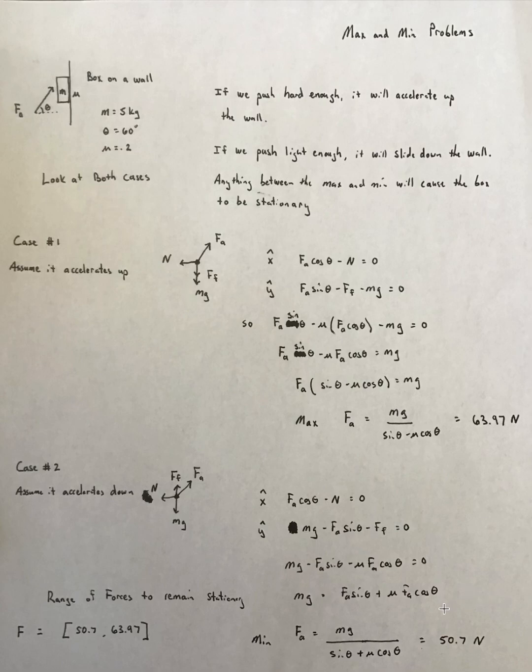Anything less than that, and then look at this equation: if you make Fa any smaller than 50.7, then these two terms are going to be smaller than mg, and the box will accelerate down the wall. Thus, with these min and max problems, eventually you end up getting some range, and it says this: the range of forces to remain stationary. If you push any harder than 63.97, it will go up. If you push any less than 50.7, it will accelerate down the ramp. Anything in between there, the box will remain stationary.